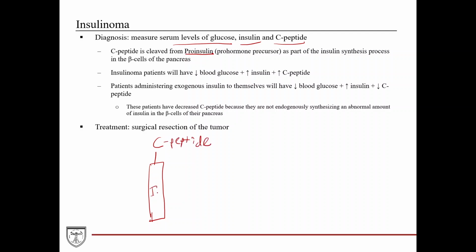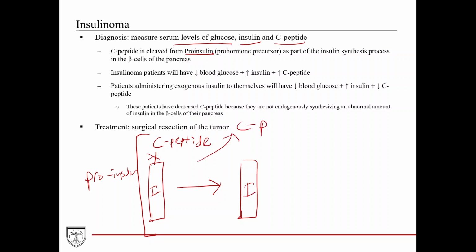So let's say this is insulin, let's say I, and all of this is proinsulin, which is a pro-hormone precursor as part of the insulin synthesis process within the beta cells. So as you create insulin, what happens is you cleave this off. And so then you have C-peptide. And so you can actually measure both of these in the serum.